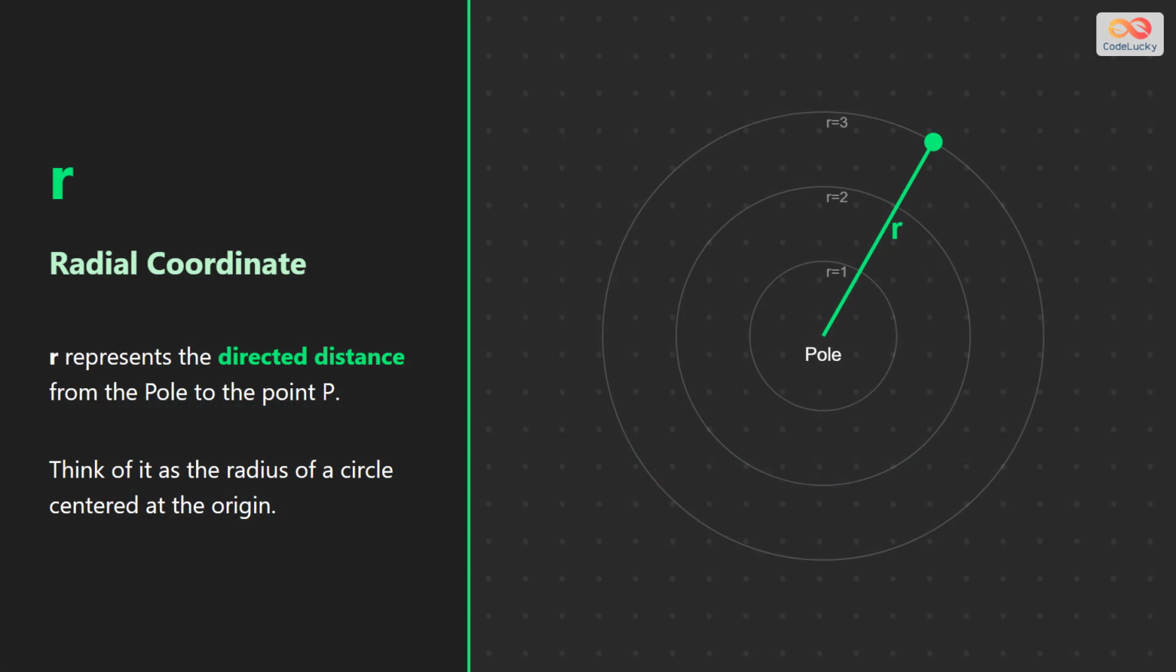The first coordinate is r. This stands for the radial distance. It represents the directed distance from the pole to your point. You can visualize r as the radius of a concentric circle. If r is 3, the point lies somewhere on the circle with radius 3.